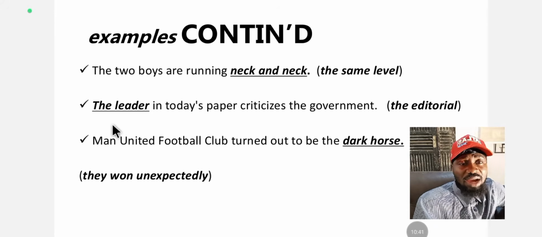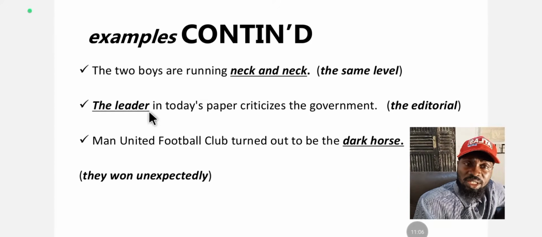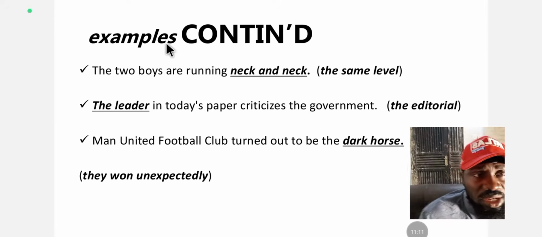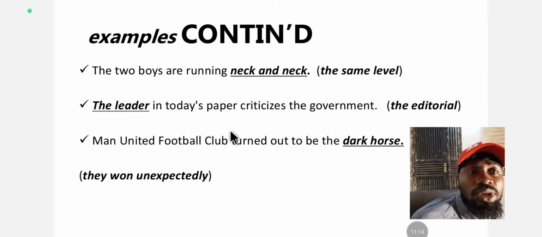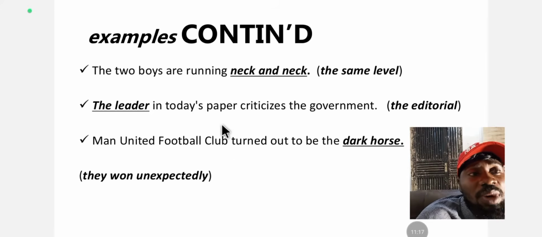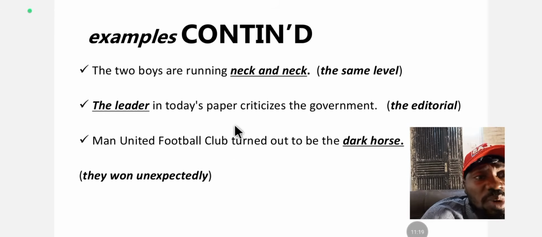The next example we have here reads, the leader in today's paper criticizes the government. And what is the leader when talking about paper? It's an idiomatic expression that means the editorial. So the leader here, as an idiom, is serving as the editorial of the newspaper. The editorial of the newspaper in today's paper criticizes the government.